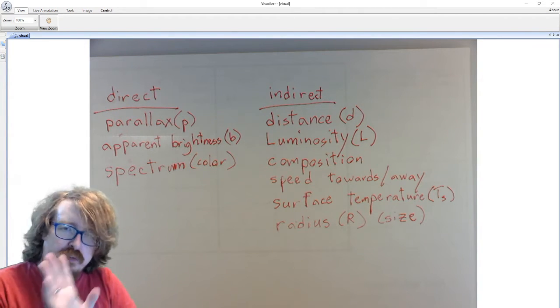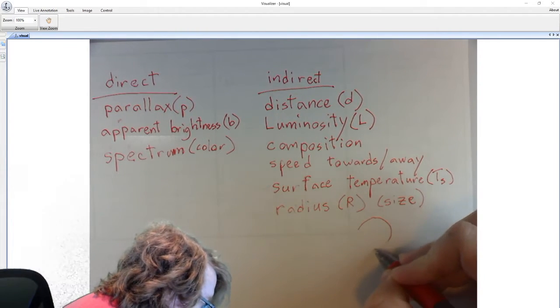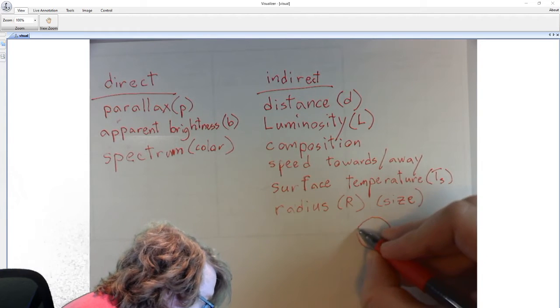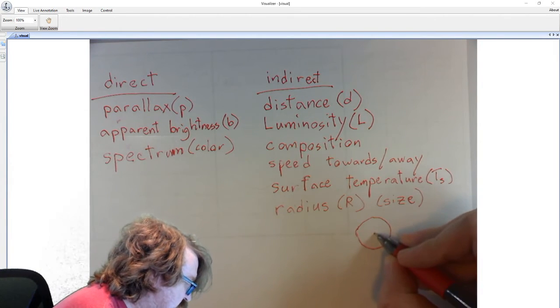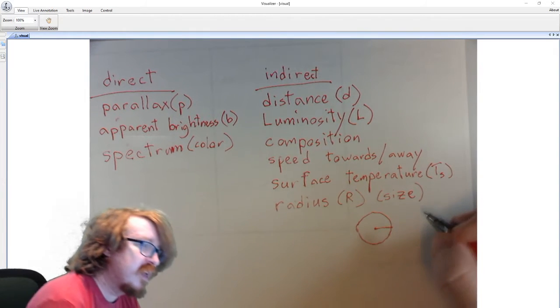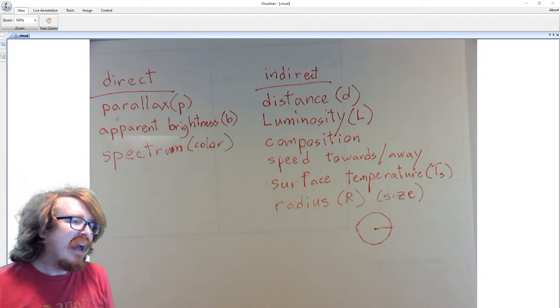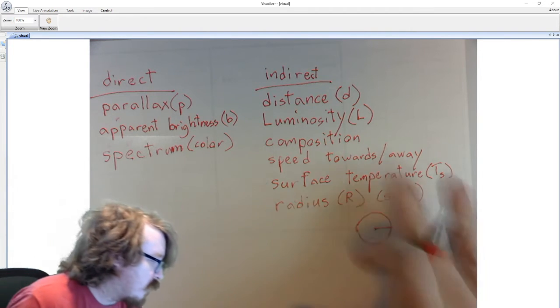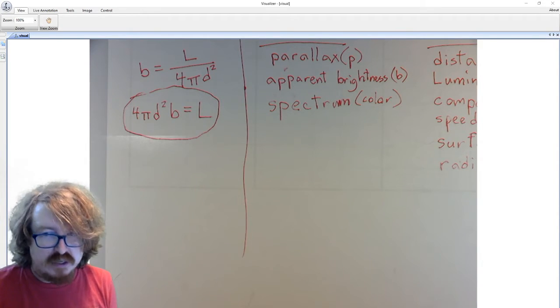And if you don't remember what a radius is, if you haven't taken a math class in a while, if this was a star, then the radius would be the distance from the center to the surface. So the bigger the radius, the bigger the star, okay? Now, how do we find the radius? With an equation, and this is the final equation here.